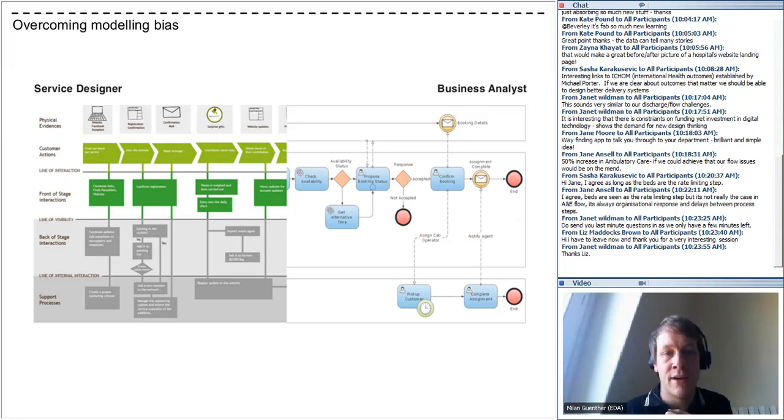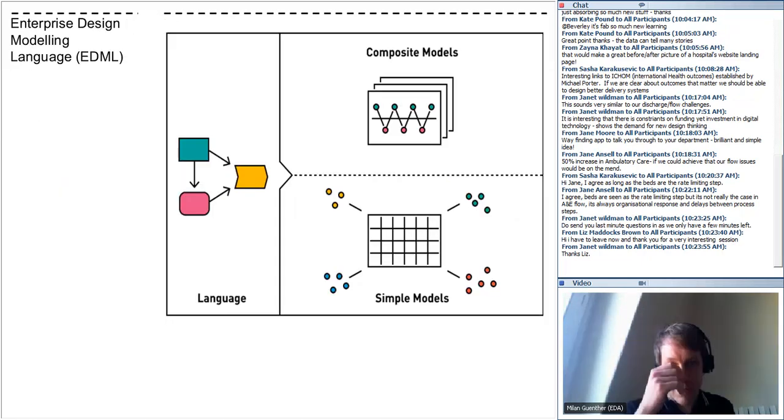So a business analyst and a service designer will make different models for the same challenge. So connecting those different ways to think. This is where we invented this language that is similar to the ArchiMate language that John had one example of, but focusing more on the enterprise design space.